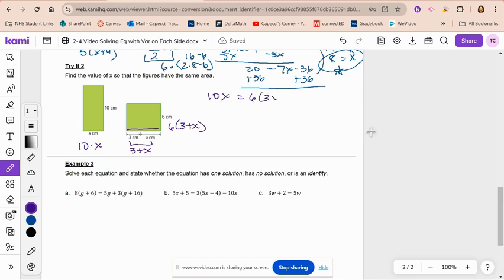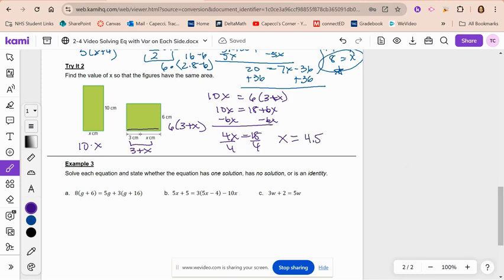So I'm going to bring that up here because I want to know when they're going to be the same. So I have 10x is equal to 18 plus 6x. Again, bring the variables to one side. Divide both sides by 4. And x is equal to 4.5.